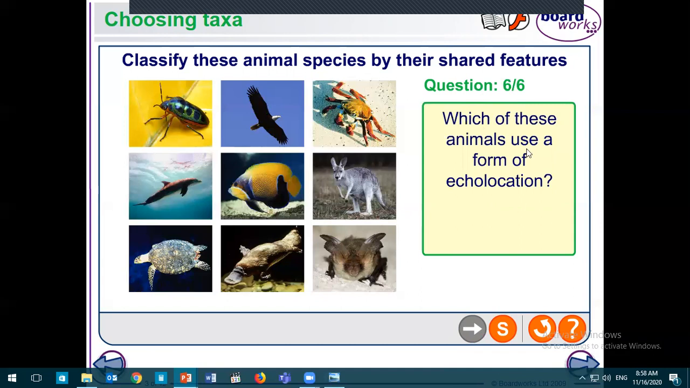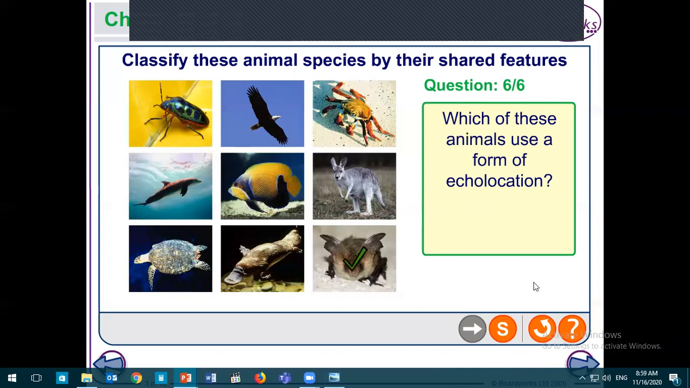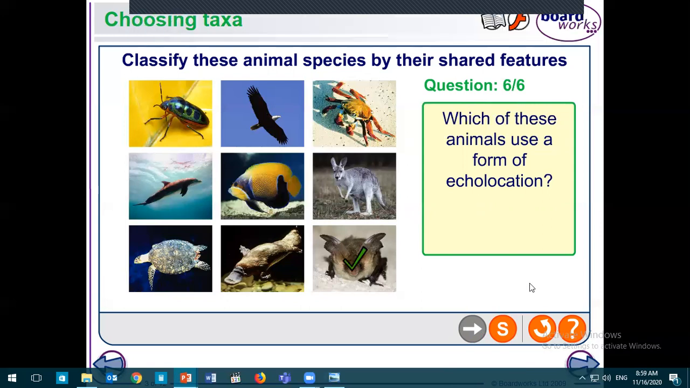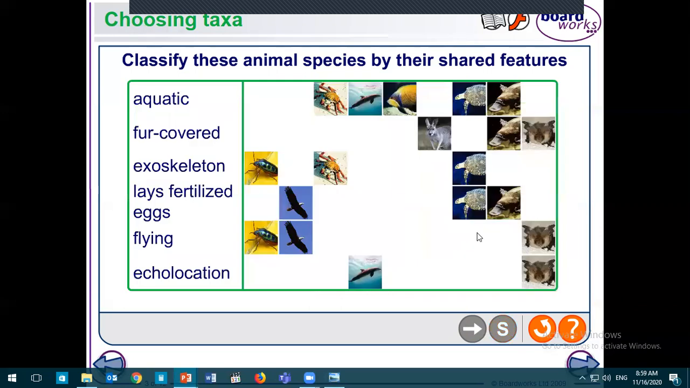Okay, which of these animals use a form of echolocation? Like they can determine the distance using echo, the sound reflection. The bat. Yes, the bat. What else? It's so famous for echolocation. Dolphins, guys. Okay.